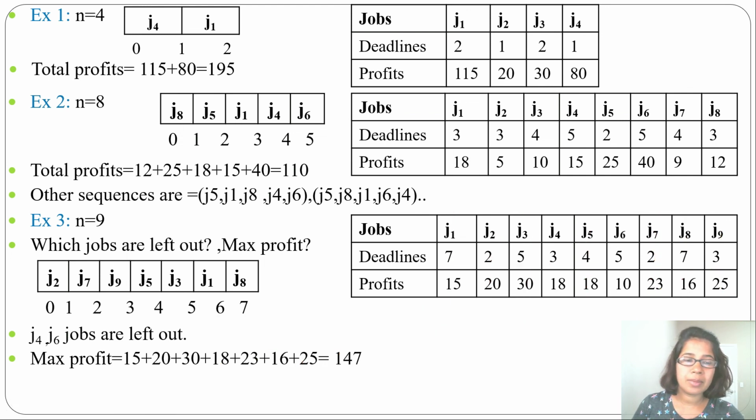So the question can be asked which jobs are left out or which sequence you are considering, what is the maximum profit. First we need to arrange all the jobs according to their decreasing order of profit. Next we will create a Gantt chart according to the highest deadline. Next we will fill the jobs according to their deadline. With this, I am finishing job sequencing with deadline.